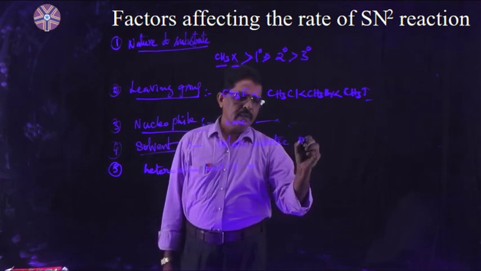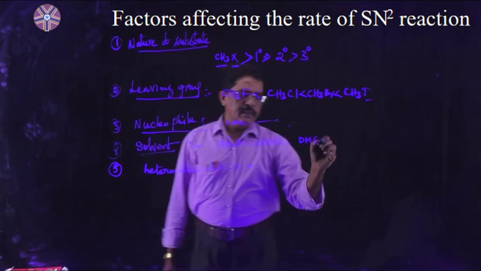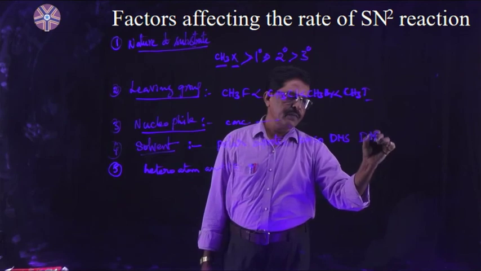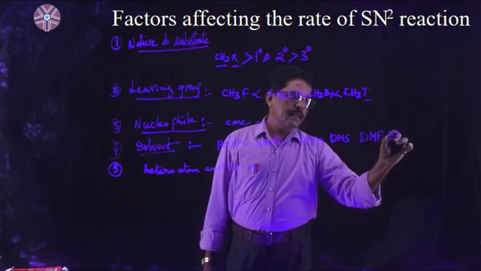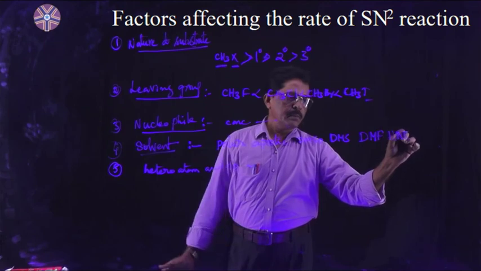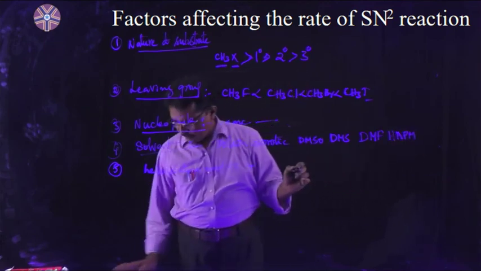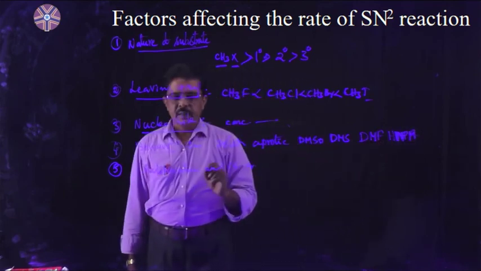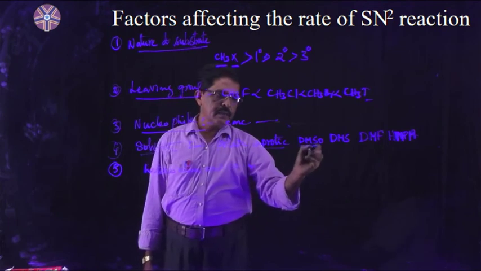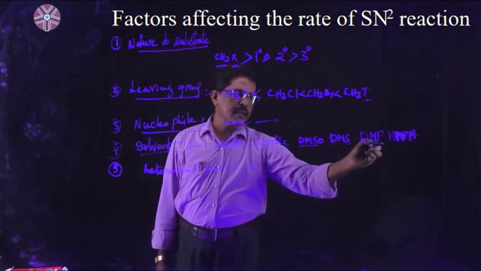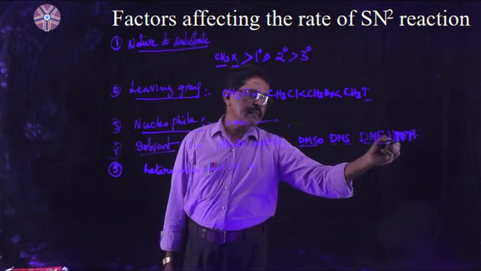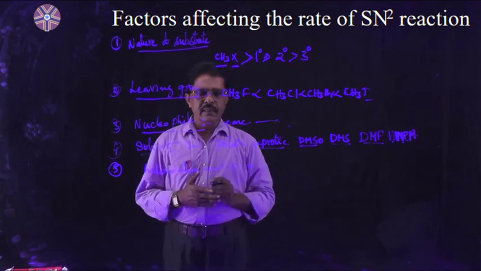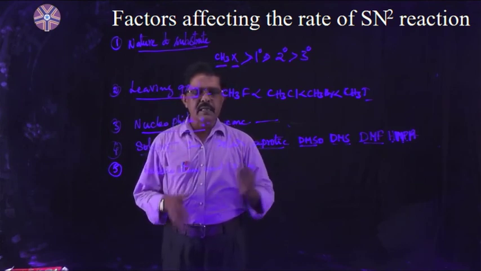Examples are DMSO, DMS, DMF, HMPA. Right, understand? Polar aprotic solvents means dimethyl sulfoxide, dimethyl sulfide, dimethyl formamide, hexamethyl phosphoramide. These are the polar aprotic solvents. These polar aprotic solvents are useful for SN2 reaction.